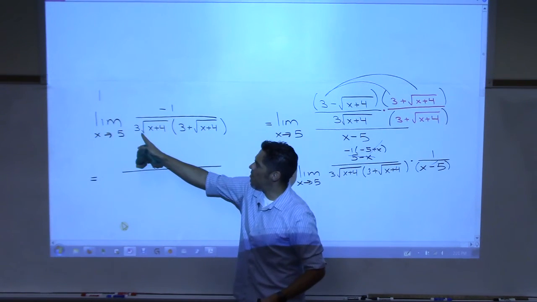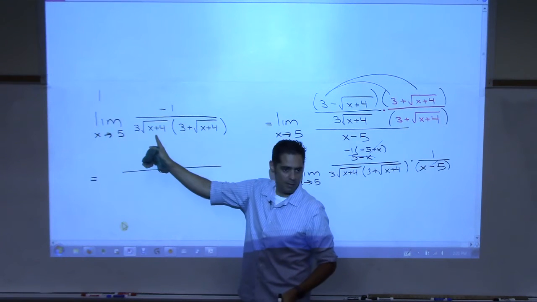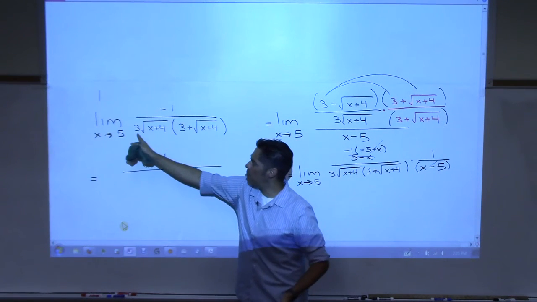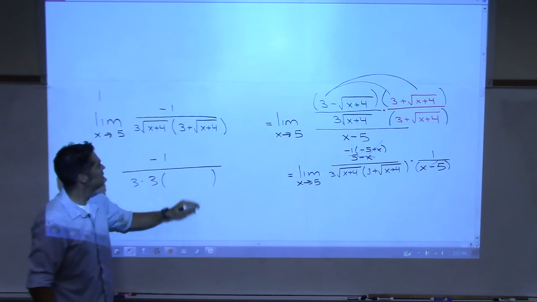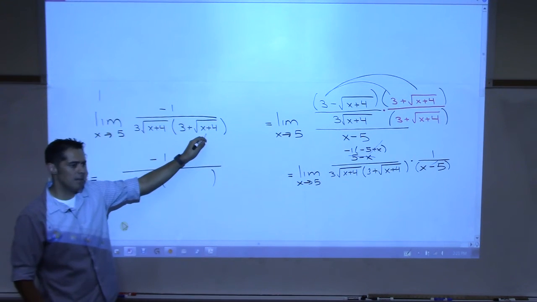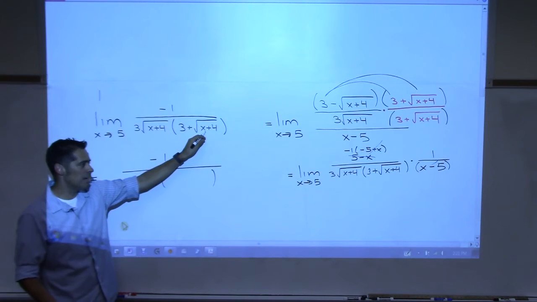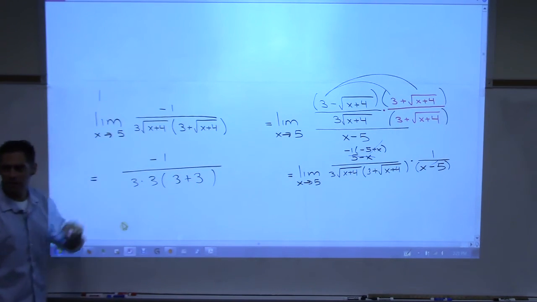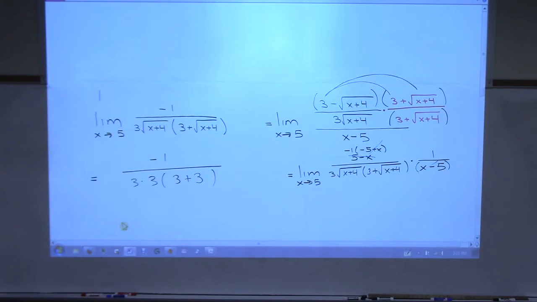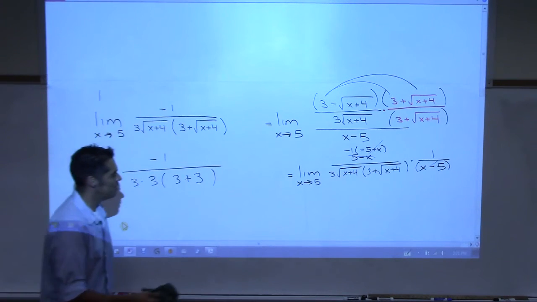3 times, when I plug 5 in here, I'm getting 9. Root 9 is 3. So I have 3 times 3. And then I have in parentheses 3 plus, and if I plug 5 in here, I get 9. Root 9 is 3 again, so 3 plus 3. And I could have given that to my 302 students, and they should be able to do that, right? -1 over, what is it, 54?